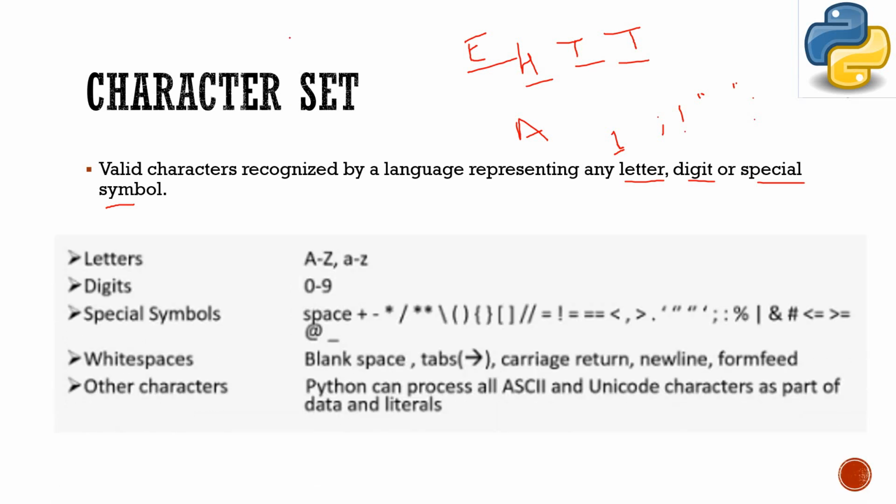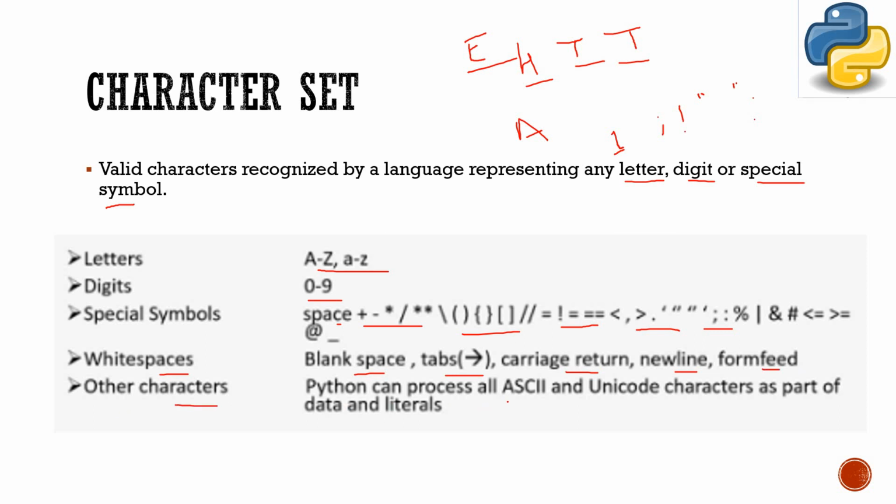In Python, we are having letters as A to Z. We always say that Python is an English-like language because it is a high-level language, written in the form of English statements. Now, digits, it is having 0 to 9 digits. In special symbols, it is having space, all the arithmetic symbols, curly braces, square brackets, parentheses, equal to, not equal to, double equal to, greater than, less than signs and other symbols. White spaces, what does the white space include? Blank space, tab, carriage return, that is \r, new line, that is \n, and the form feed.